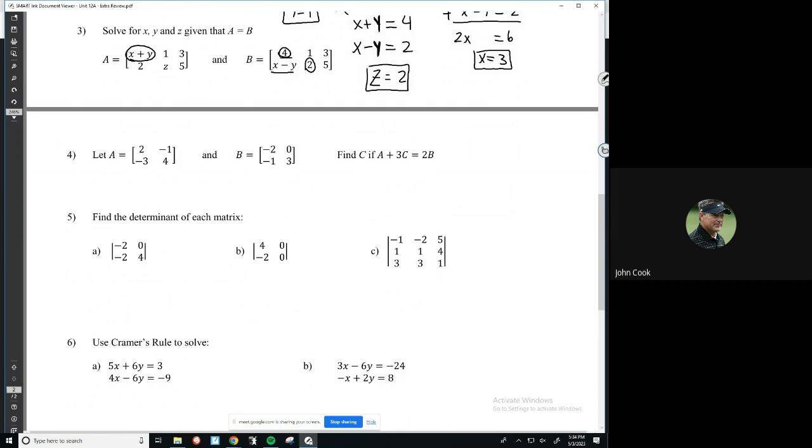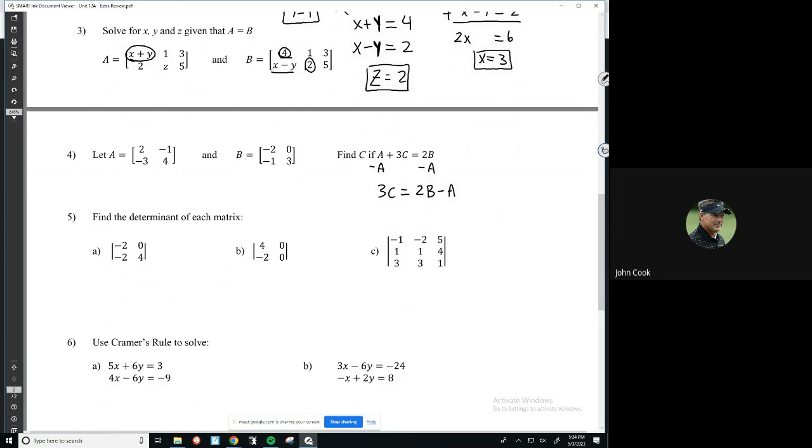If I want to get C by itself, I'd subtract A from both sides, so 3C is equal to 2B minus A. Then you can divide everything by 3, so C will be equal to 2/3 B minus 1/3 A. If you're comfortable using fractions, you can do that. If you're not, you can just leave it like this.